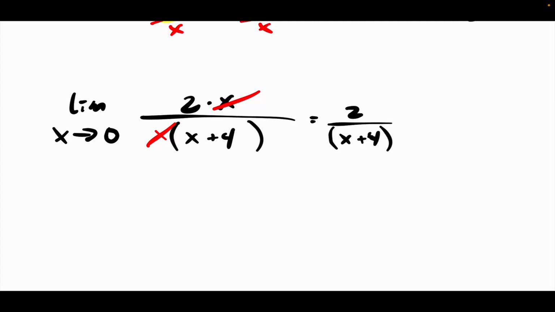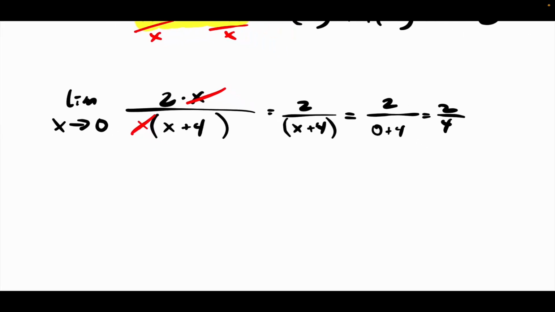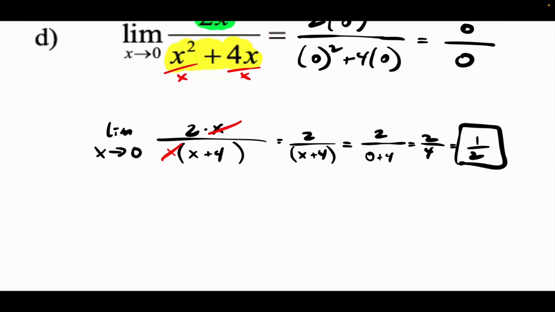Okay. So now all that's left to do is plug in 0 like I did at the beginning. So I get 2 over 0 plus 4, which is 2/4, which is 1/2. 1/2 is okay.